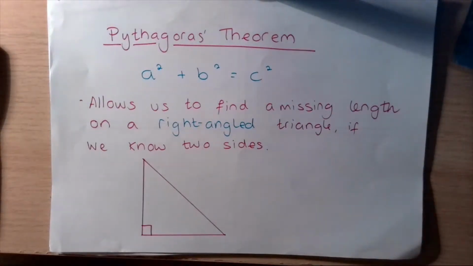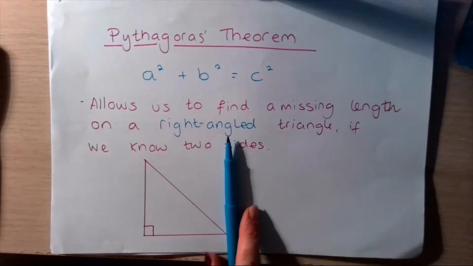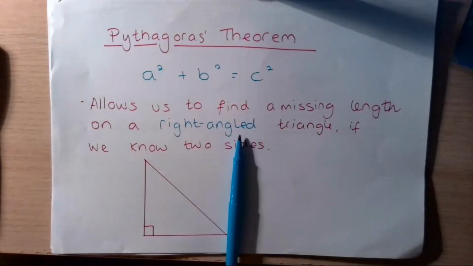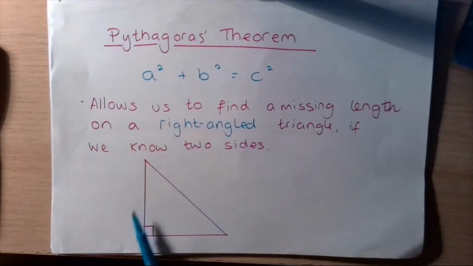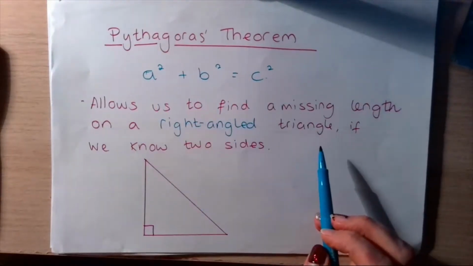Okay, so key thing here is that it only works for right angle triangles. I've written it in a different colour, you can highlight it, underline it. Really important that you know this only works for right angle triangles. And it allows us to find a missing length if we know two of the other sides. We're going to practice it in a moment, but this is your key information here, and this is also incredibly important. Make sure it's all written down.